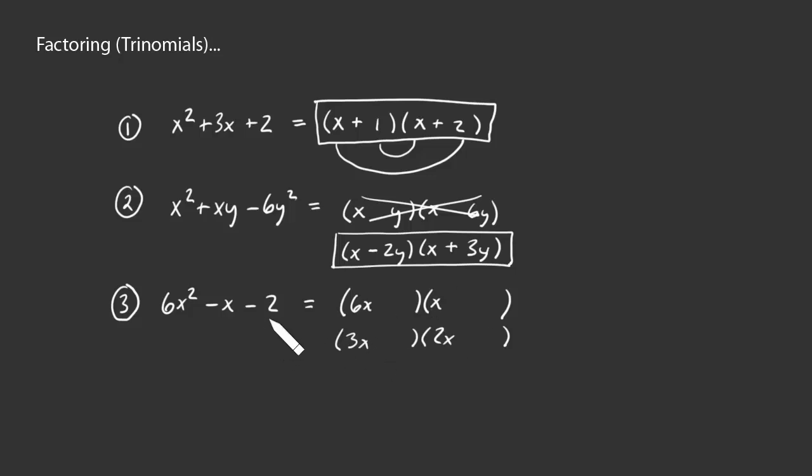This last term, remember, if we look at the end terms of the binomials, their product should give us this negative 2. Not too many options here. We could have a 1 and a 2. We could also have a 2 and a 1, right? Maybe I'll list that just to the side here. 6x and a 2 and an x and a 1. There's a couple reasons why this could be discarded pretty quickly.